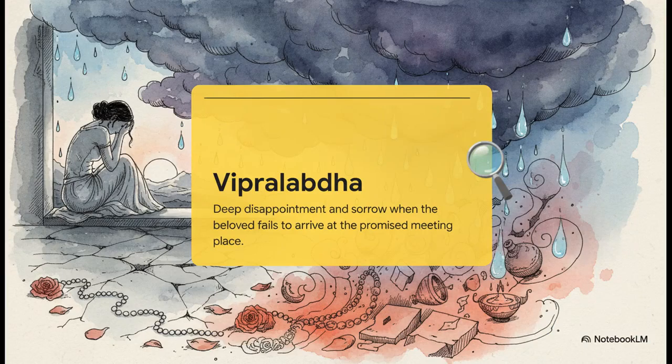And that brings us to the 4th state, Vipralabdha. Guys, this is the crushing, absolutely devastating realization that the promise has been broken, the beloved is just not coming. All that prior hope we saw, all that beautiful preparation, it just collapses entirely into pure frustration, deep sorrow, and this awful feeling of utter deceit.